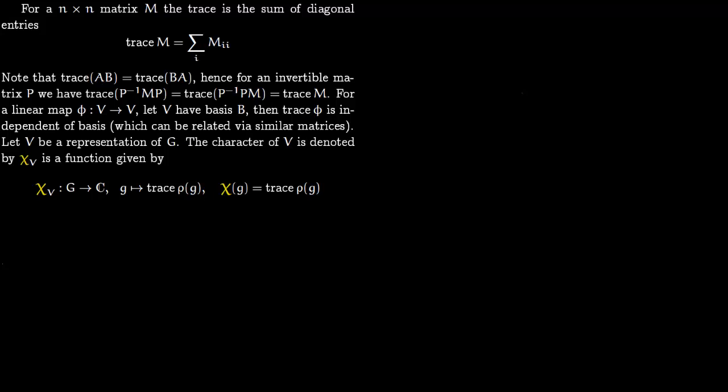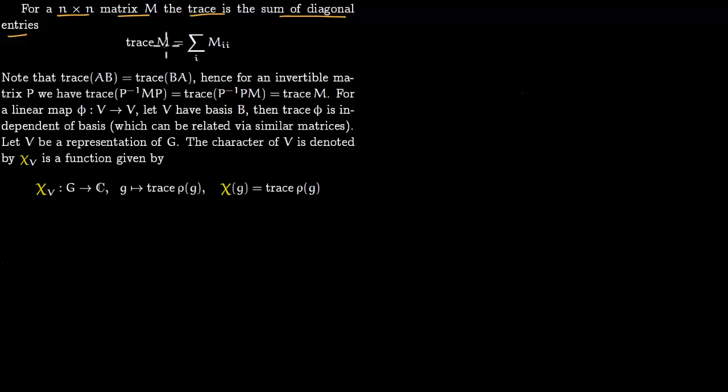In this lecture, we talk about the character of a representation. So let us start by introducing the trace of a matrix. Recall, if you're given an n by n matrix, the trace of the matrix is nothing but the sum of the diagonal entries. So you sum up the diagonal entries.